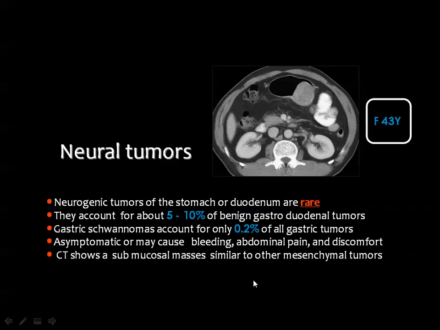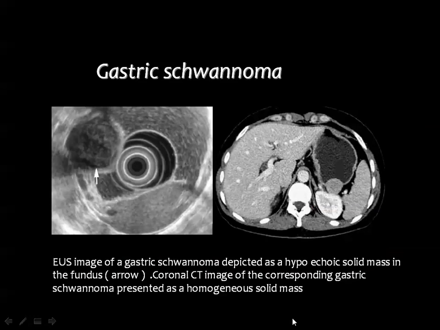The next is the neurogenic tumor, which is also rare, and gastric schwannomas represent about 0.2% of all gastric tumors. Most of the patients are asymptomatic, and the CT and MR appearances are non-specific, as you can see here in the homogeneously enhanced lesion within the stomach. And this is the endoscopic ultrasound of a gastric schwannoma, and the CT appearance of the tumor showing homogeneous contrast enhancement.